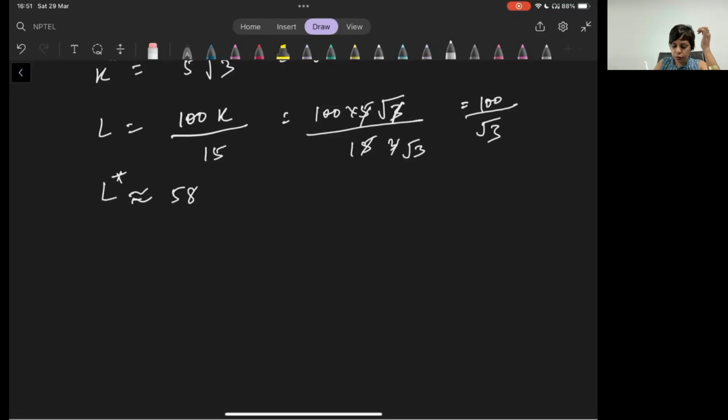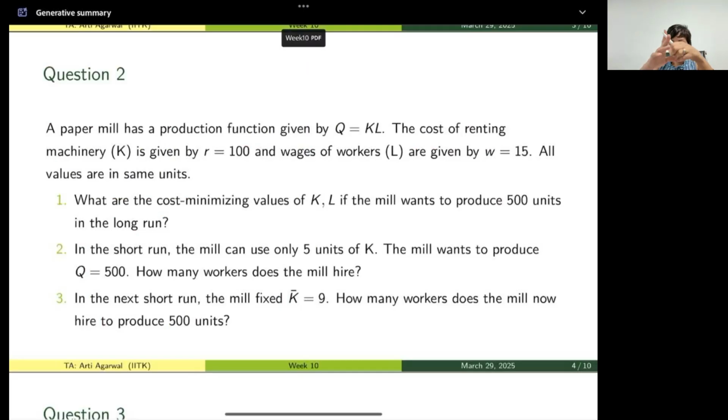Let's go back to the question. In the second part of the question, you're asked about the short run. The mill can use only 5 units of K in the short run, because in the short run, capital is fixed, right? And the quantity it wants to produce is still 500. So now how many workers will the mill hire? I'm muting myself. Please solve it. This is very simple. You can solve it easily and tell me the answer.